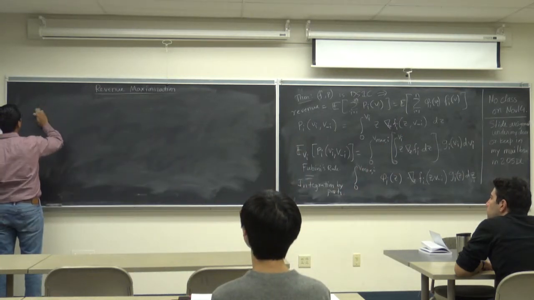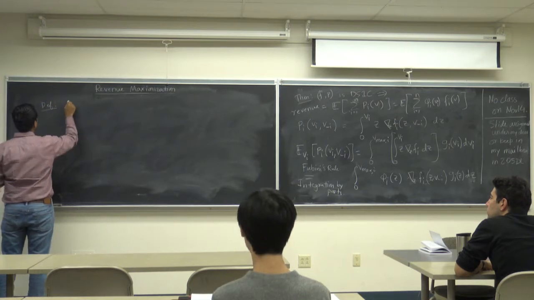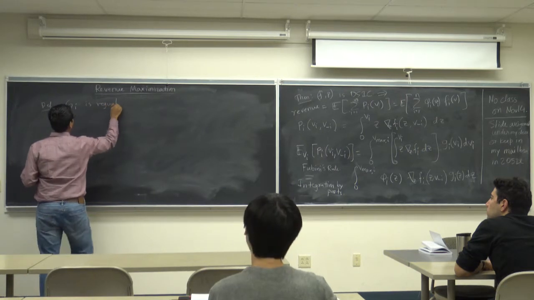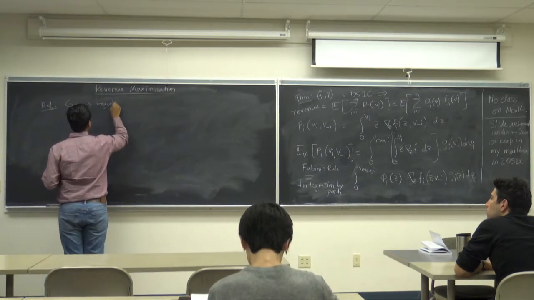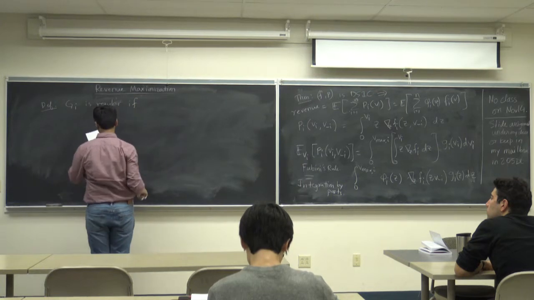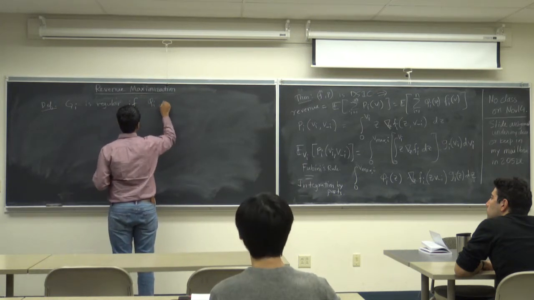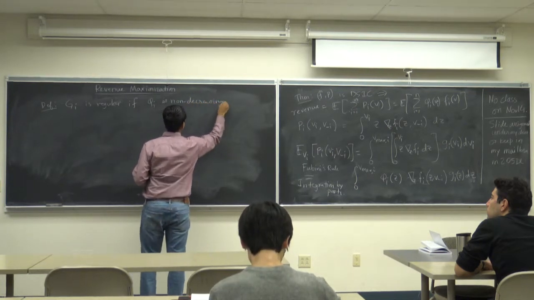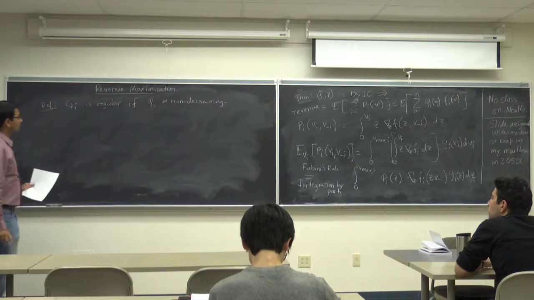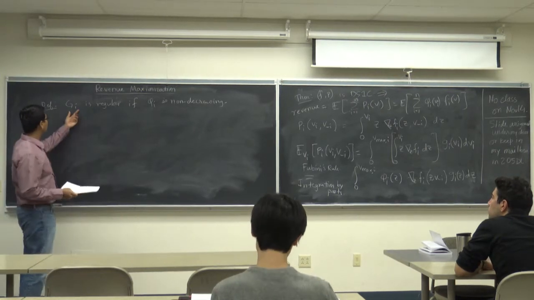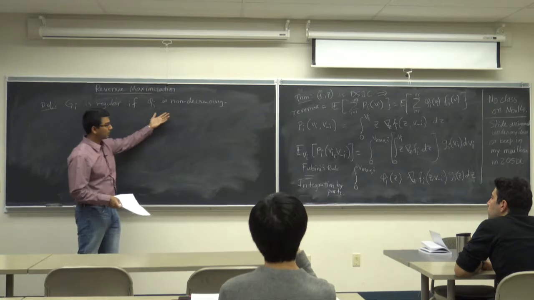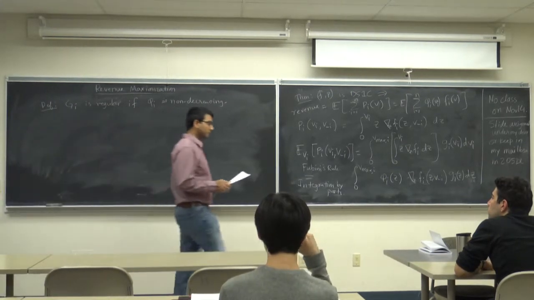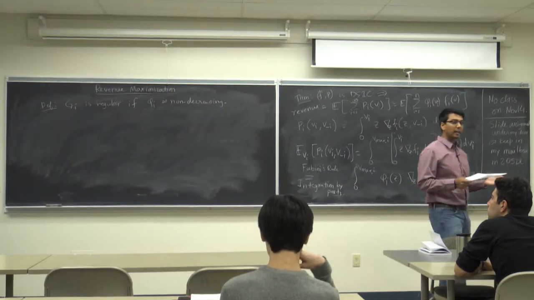So the next definition is: G_i is regular if phi is non-decreasing. Okay, so this is the definition. What is a regular CDF? Well, phi should be non-decreasing. Okay, so if you have a uniform distribution between 0 and 1, then phi is non-decreasing.